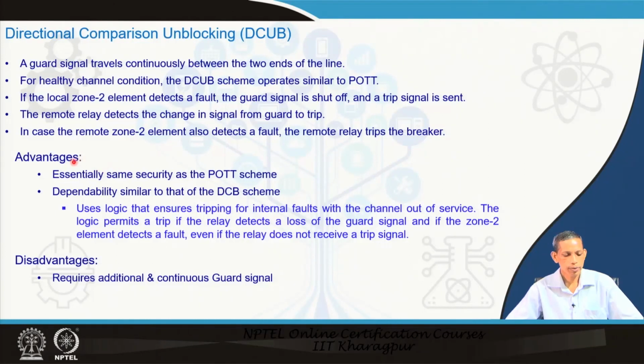The advantage of such a scheme is that it is essentially as secure as the POTT scheme, with dependability similar to the DCB scheme. With an internal fault, there will be no coordination time delay here. It uses logic that ensures tripping for internal faults with the channel out of service. The logic permits a trip if the relay detects a loss of guard signal and the zone 2 element detects a fault, even if the relay does not receive a trip signal, as we have narrated.